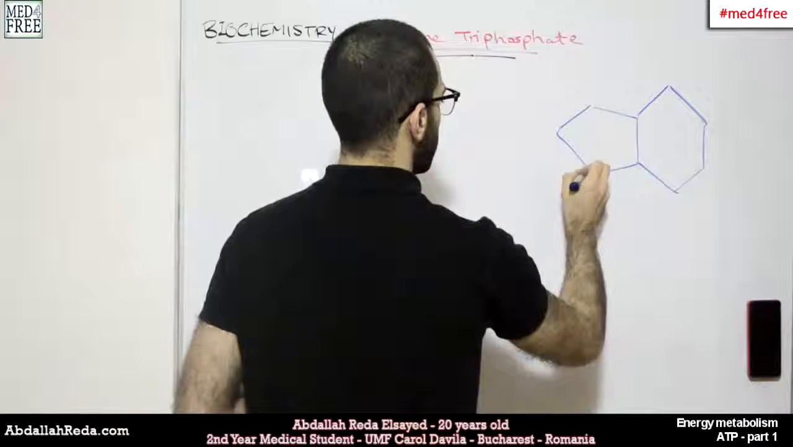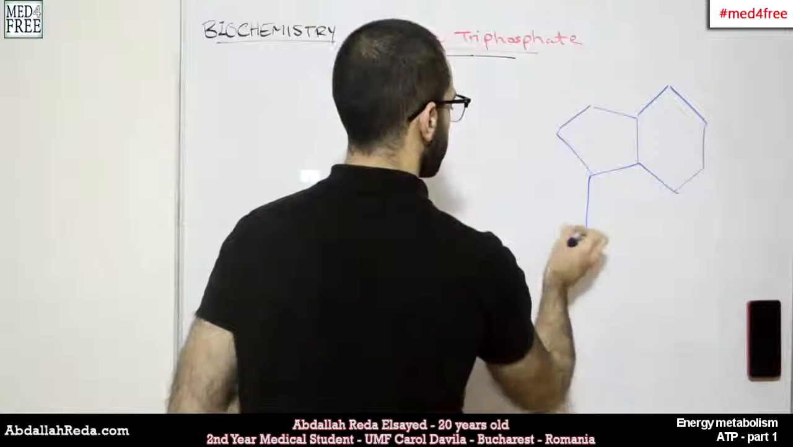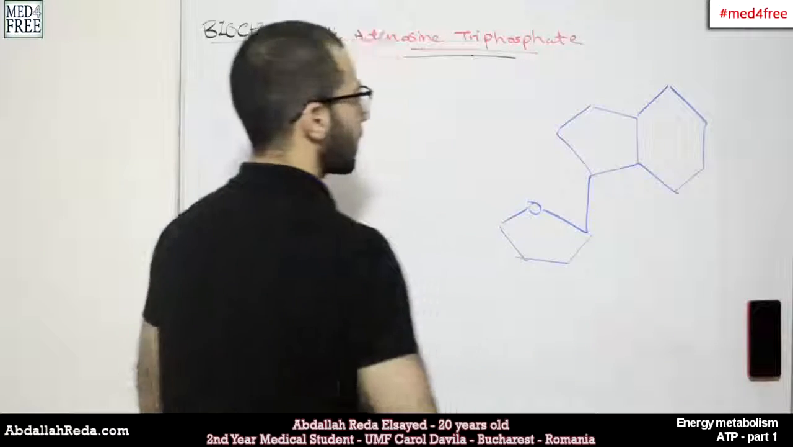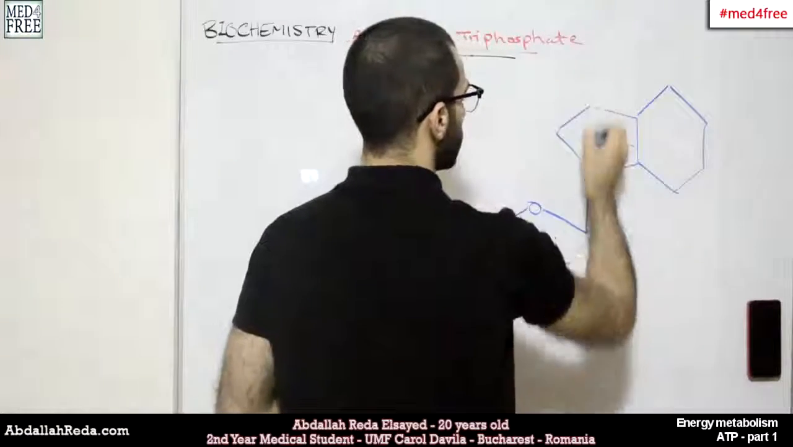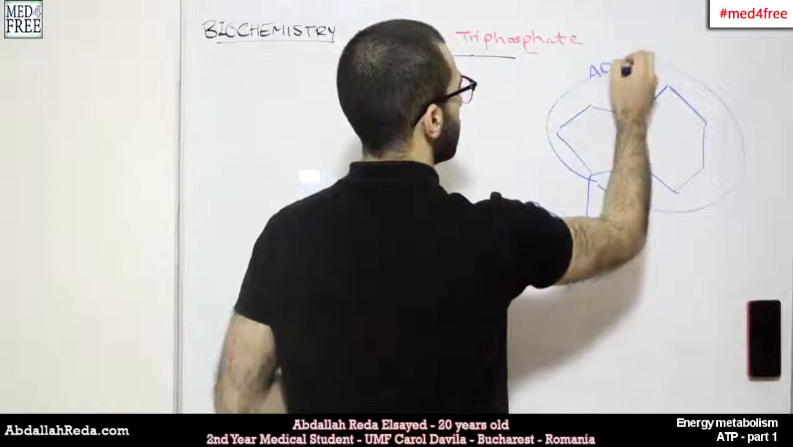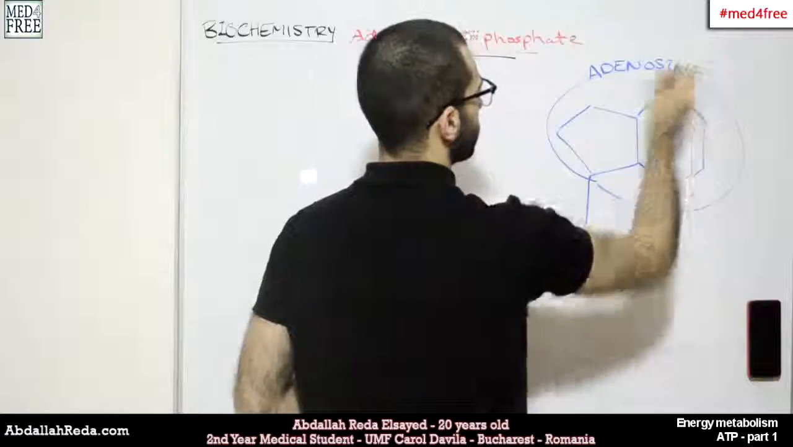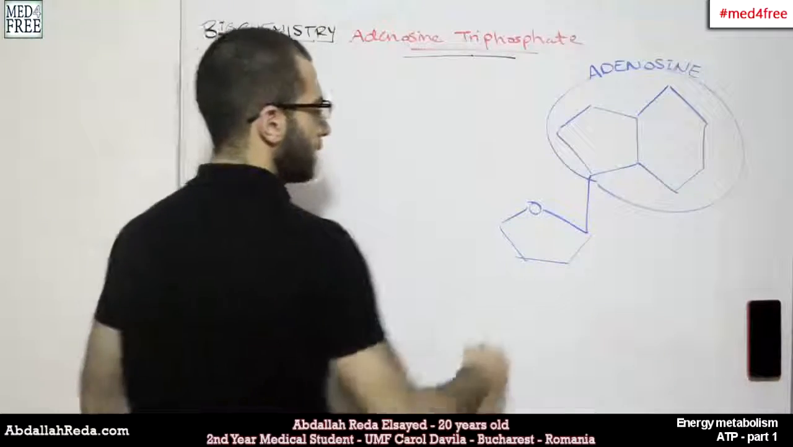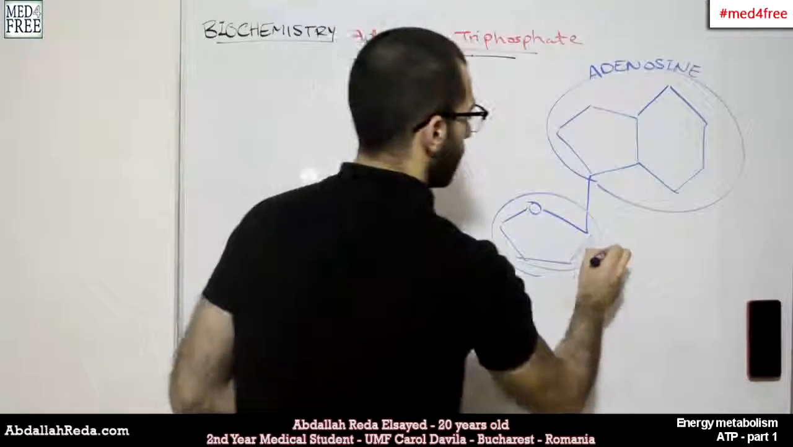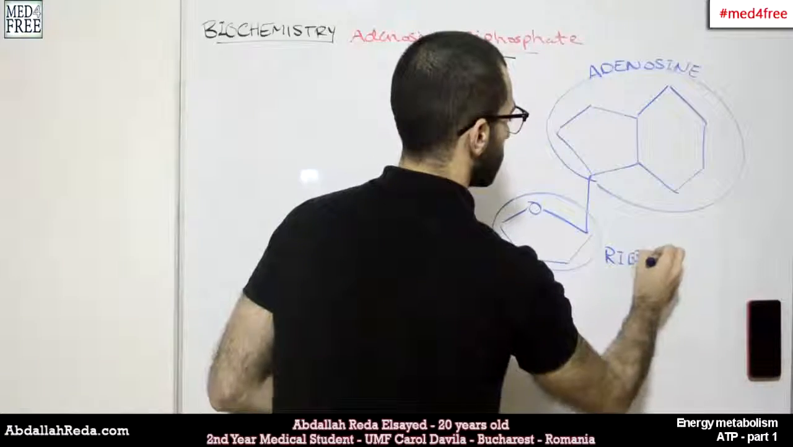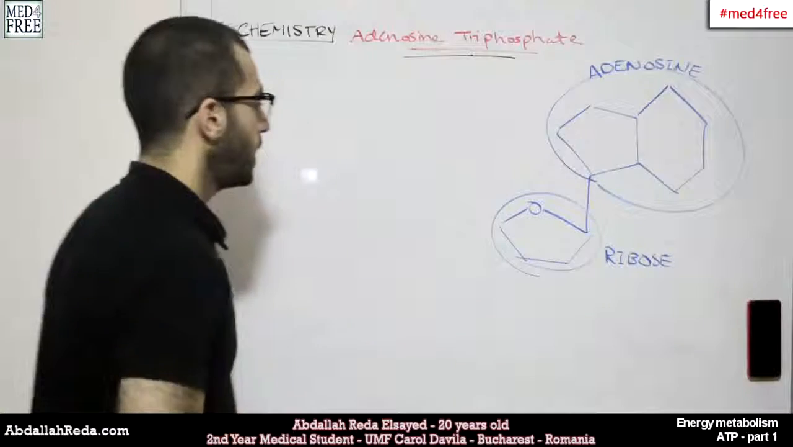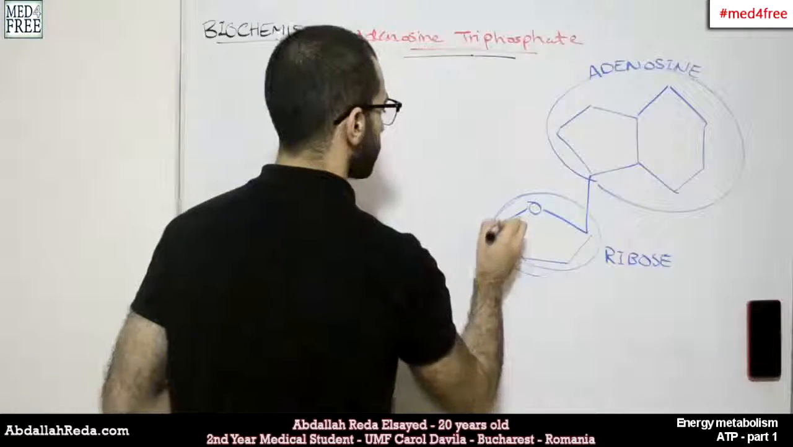So here we have the adenosine part, which is this part. This is adenosine. And here we have the 5-carbon ring of ribose. And then we have phosphoric acid groups.